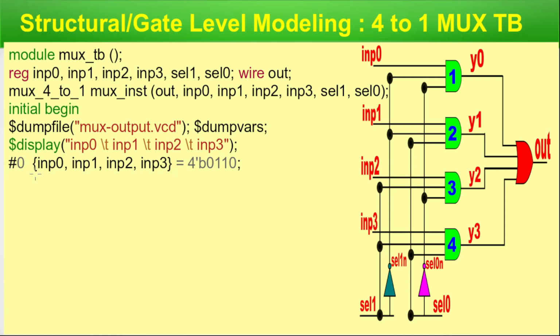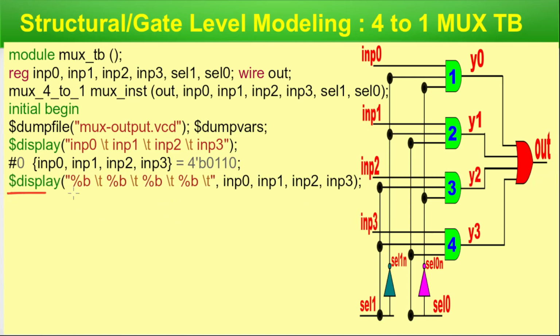If you put a curly bracket and club multiple variables here, you can give values in one go. Otherwise you have to use four different statements to define them. This is a kind of shorthand, and it is very easy for you to write a short and simple test bench. Now let me explain. Here are four inputs, so we put 4'b, where b means binary, and we are giving the binary values 0110. So 0 goes to this, 1 goes to this one, 1 goes to input 2, and this 0 goes to input 3. This way we are defining them.